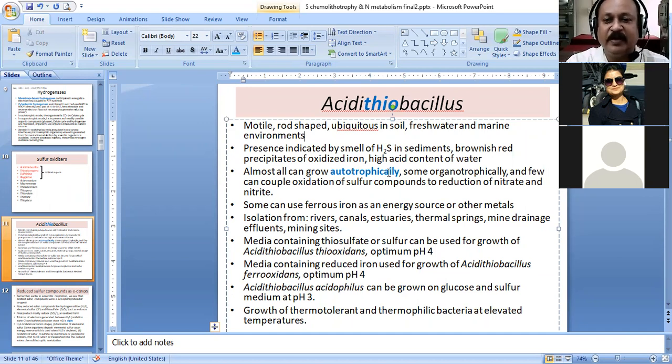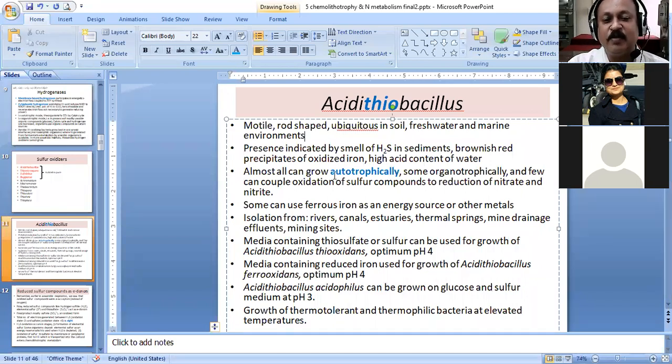Yes, sir. Okay. So these organisms are present in such environments, and that can be indicated by the smell of H2S in the sediments. Then there is brownish red coloration of the precipitates which are formed because of the oxidation of iron, and there could also be high content of acid in such environments. All these are the things which help us to identify a particular site where these organisms can be present. If we want to isolate the organisms, then we can isolate them from such environments.